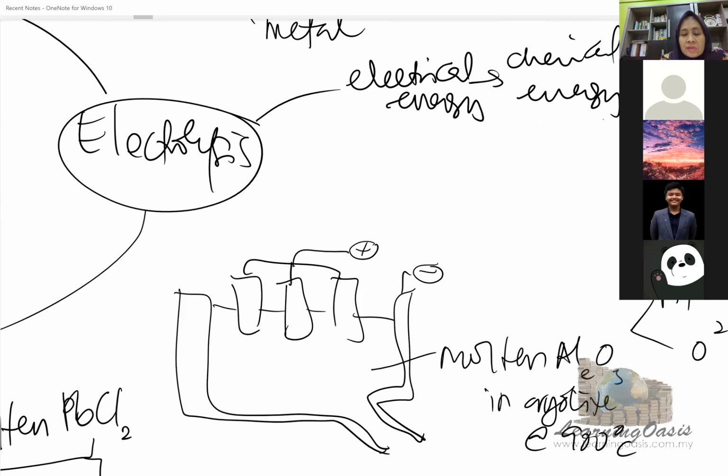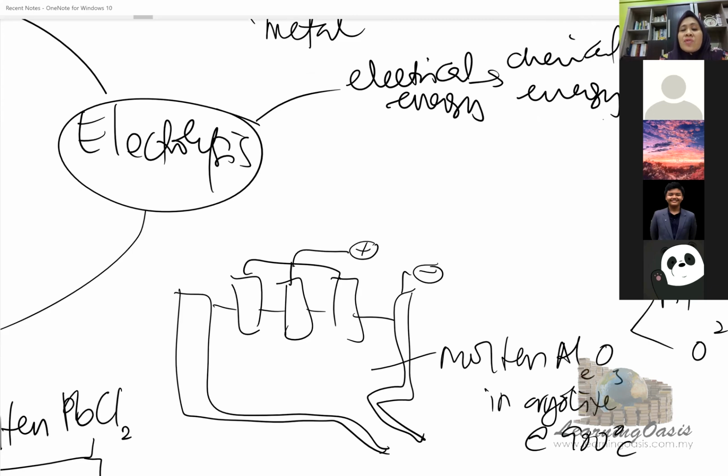The breaking up of compound to form metal and gas. Does it necessarily be gas? No. Take a deep breath. Aluminium oxide, we get aluminium and oxygen. Lead chloride, we get lead and chlorine.